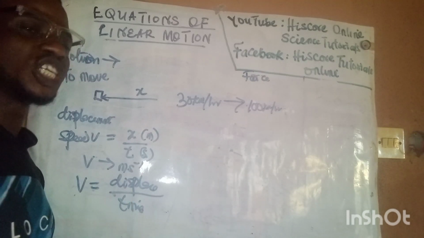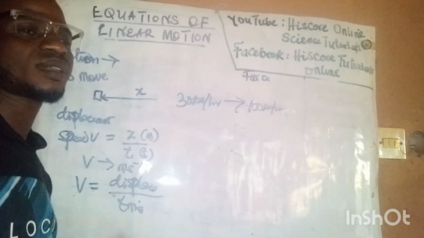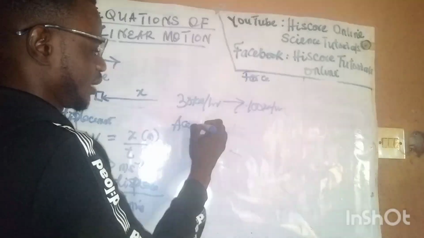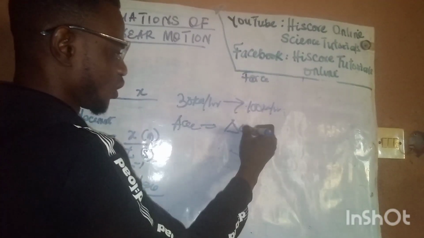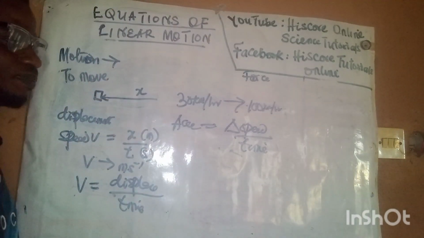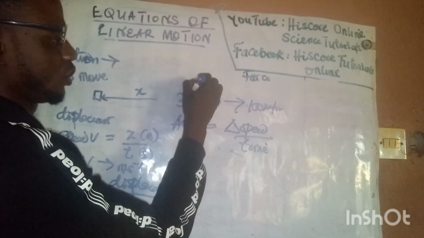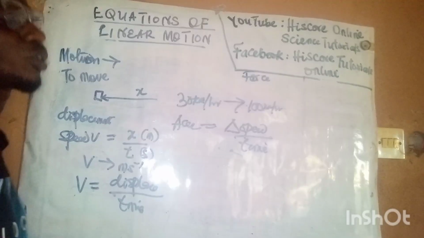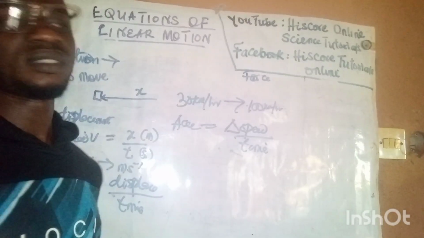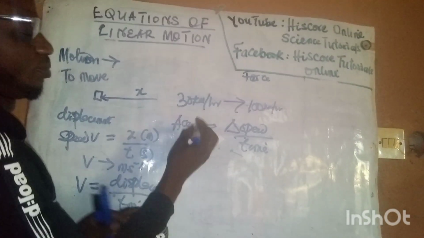So this change of speed or velocity with respect to time is what we call acceleration. So acceleration is equal to change in speed or velocity over time. Let's assume this is the initial velocity or speed. Please, in this lecture, we're going to be using the two terms, speed or velocity, interchangeably. We mean the same thing in this concept.